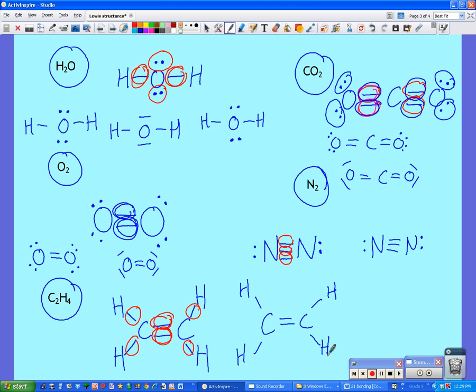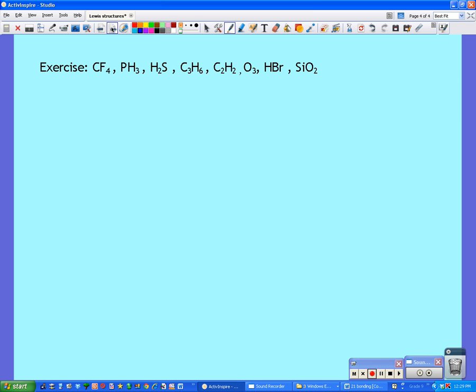Now, I suggest you think about that, have a look through those, and then you can work your way through this exercise, drawing out the Lewis electron dot structures for the molecules shown. And of course, in each case, you're going to assume that they're all molecules.